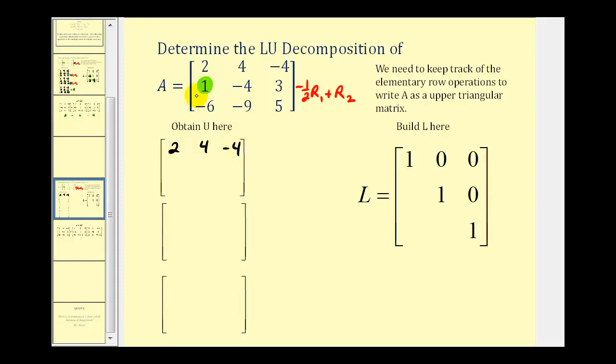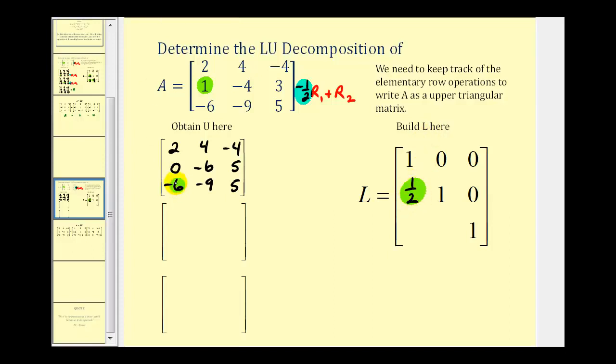For the second row, negative 1/2 times 2, that's negative 1 plus 1, that's 0. Negative 1/2 times 4 is negative 2 plus negative 4, that's negative 6. Negative 1/2 times negative 4 is positive 2 plus 3, that's 5. Third row stays the same. Our multiplier is negative 1/2, so we're going to put a positive 1/2 in row 2, column 1 of our lower triangular matrix, which is here. So this element is positive 1/2.